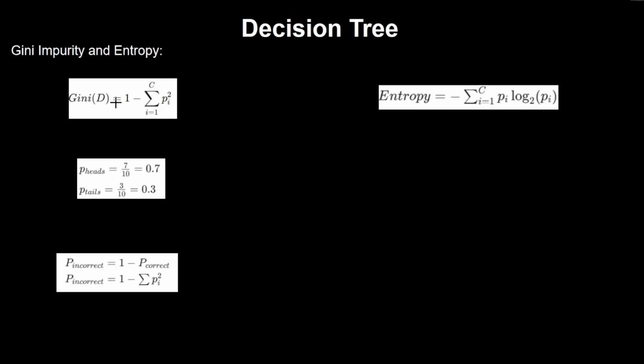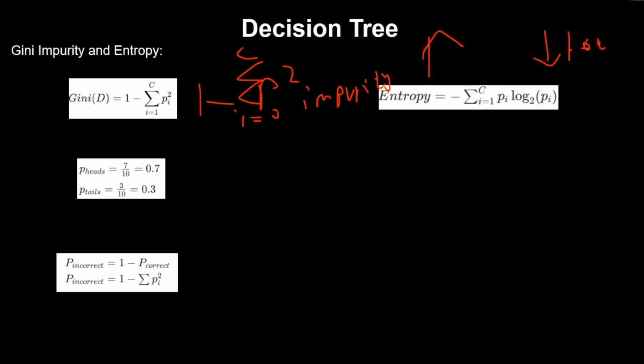So the Gini impurity formula is 1 minus the summation of probability squared, added over each class. This is the measure of impurity. If you have more impurity, the data will be less homogeneous. So our goal is to reduce the impurity, and you have to choose such a split.